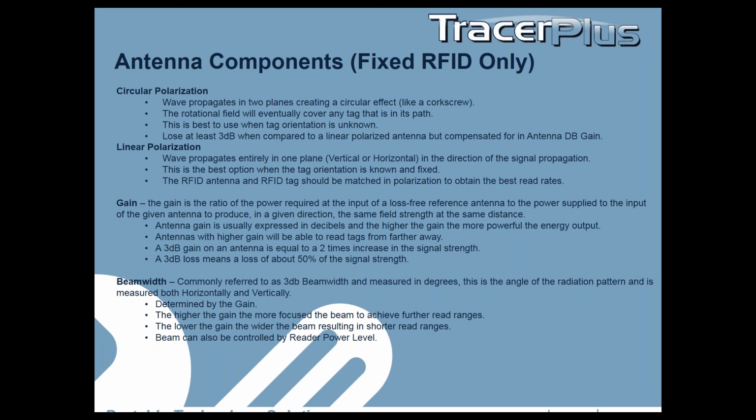So tinkering with that power level also affects this gain. As you see here, beam can also be controlled by reader power level. The higher the power, the more focused it's going to be. The lower the power, the shorter, but the wider it's going to be. So you'll be able to capture things maybe a little bit wider in comparison to the antenna if it's at close range.